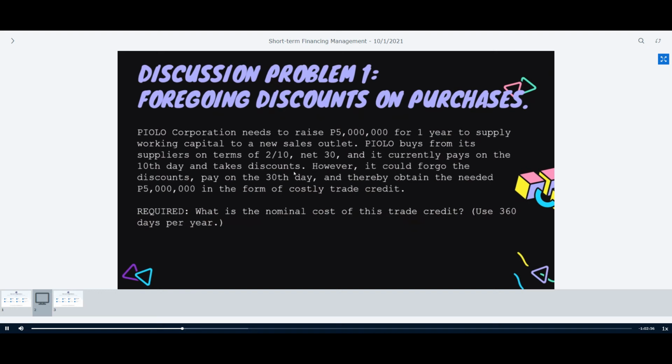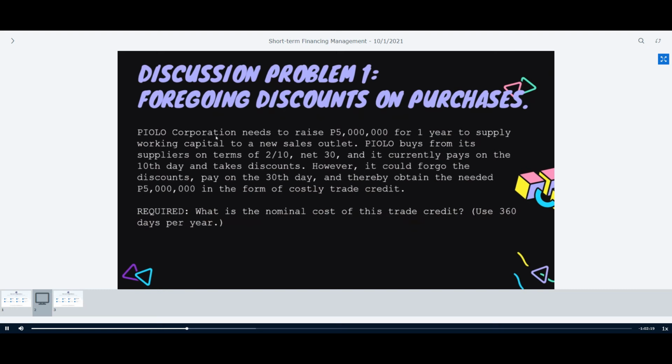So tuloy pa natin. However, it could forego the discount, pay on the 30th day, and thereby obtain the needed 5 million in the form of costly trade credit. No? So remember class, Piolo requires 5 million kasi nga he needs it to supply working capital to a new sales outlet. So nag-expand pala si Piolo, there's a new sales outlet and he needs 5 million pesos basically to sustain the operation, no? Para sa starting capital or in this case, working capital.